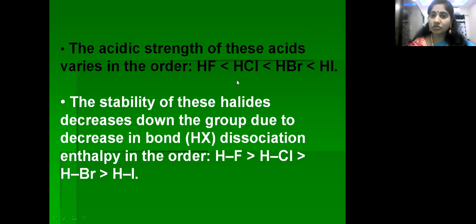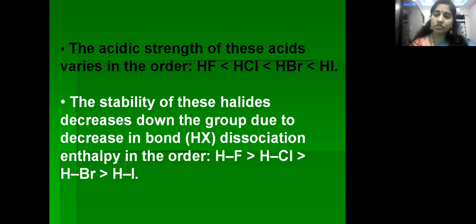So what is the reason, children? As you move from top to bottom in a group, what happens? The atomic size increases. So in the case of HI, the bond length is more. As the bond length is more, the bond dissociation enthalpy will be less. Because of the lower bond dissociation enthalpy, it can easily give H plus ions. The substance which gives H plus ions easily is called more acidic in nature.